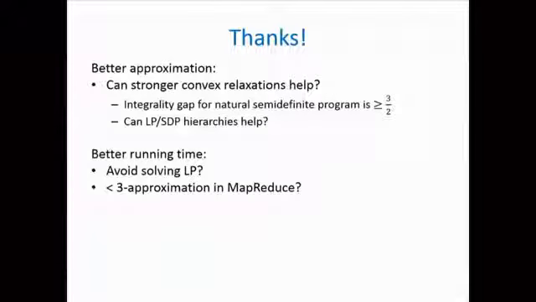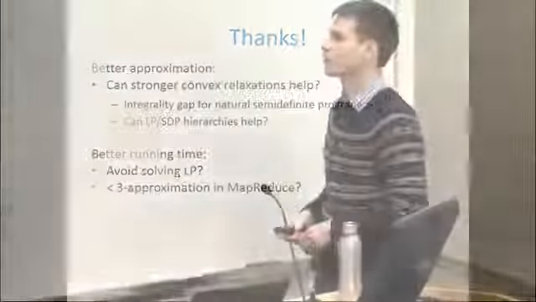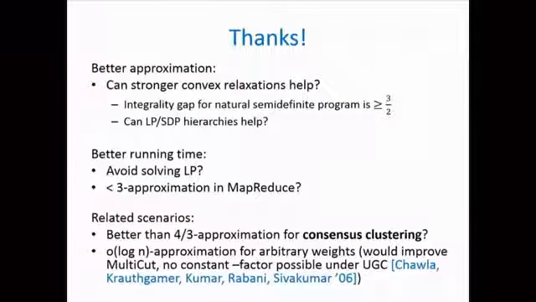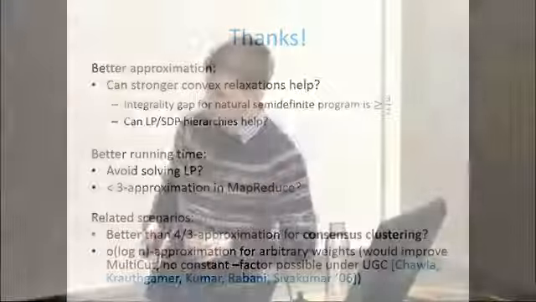Another question is sort of the opposite of that. Can we achieve better running time while maybe compromising an approximation or keeping it the same? Can we avoid solving the LP? This is the technical obstacle that is the most computationally complex part of this algorithm. Can we get less than 3 approximation in parallel? And let me just mention that there are a few related scenarios. There's a very specific flavor of this problem called consensus clustering. Let me not describe it actually, but just drop it here.